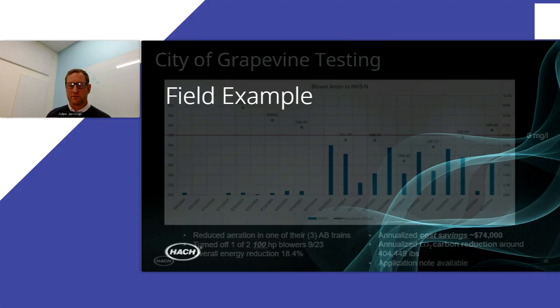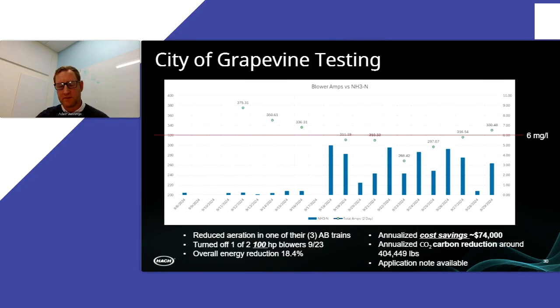So, a field example: we installed one of these analyzers at a customer site, and the city of Grapevine decided that they wanted to start making process changes because of the new data that they have from this online analyzer. What you're looking at here is a few weeks of data. The bars are the ammonia levels in their aeration basin as it came from the analyzer and their lab testing. And the little dots are the blower amps. They had two blowers.